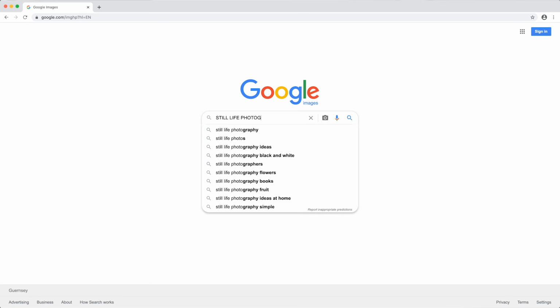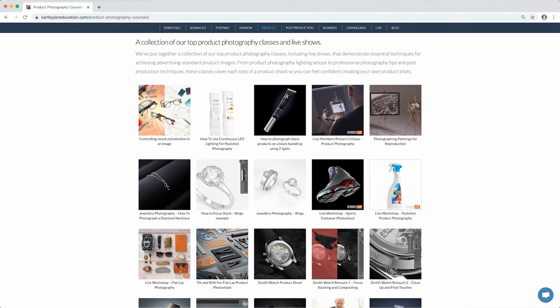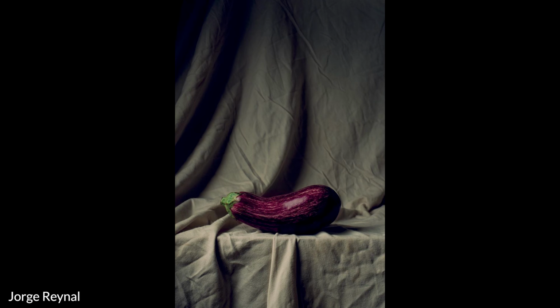Still life photography ideas. There's no shortage of inspiration online when it comes to still life photography. If you search on Google, you'll get thousands of still life photography examples, not to mention the numerous classes you'll find on Karl Taylor Education. But get creative with your ideas, make them your own. Still life photography could be any combination of objects, typically inanimate subject matter. Take the time to look around you and think about creative ways to showcase everyday objects or represent them in a different way. Here's a look at some great still life images our members have created.